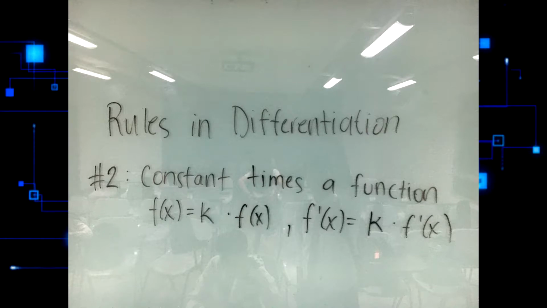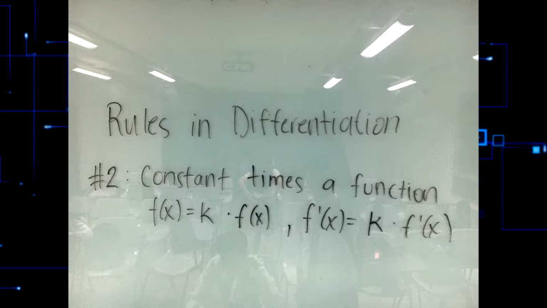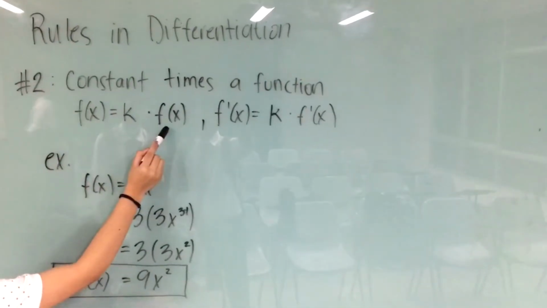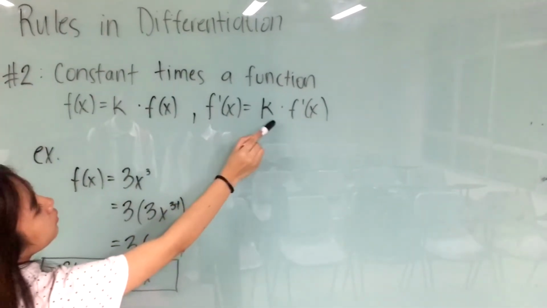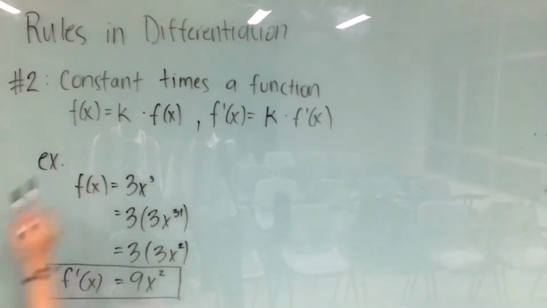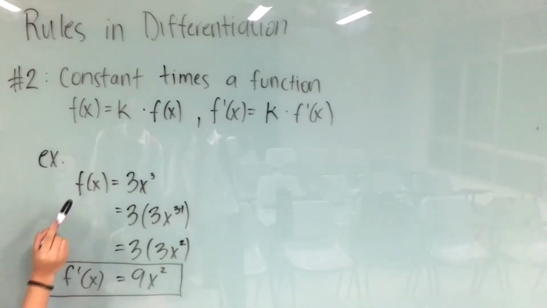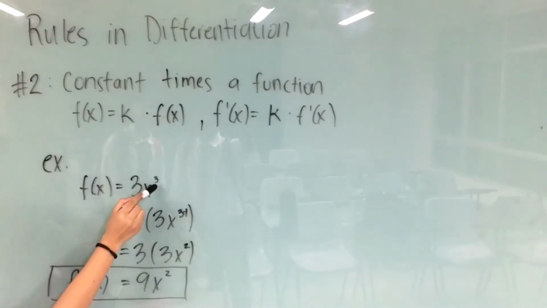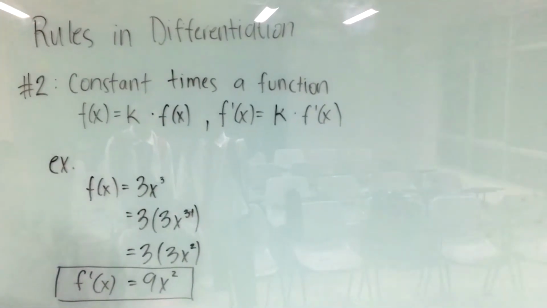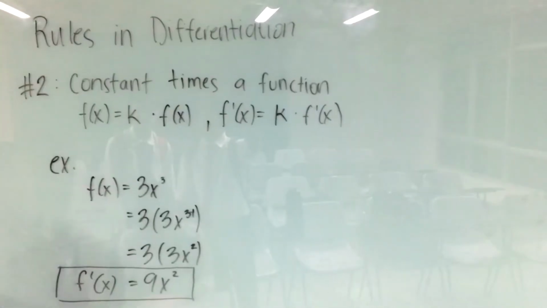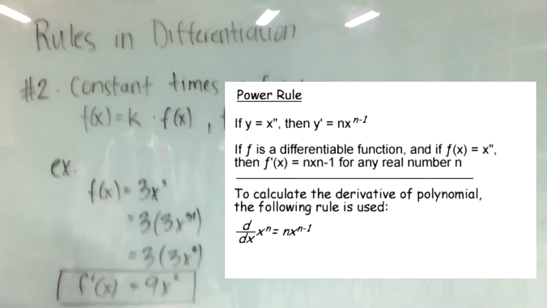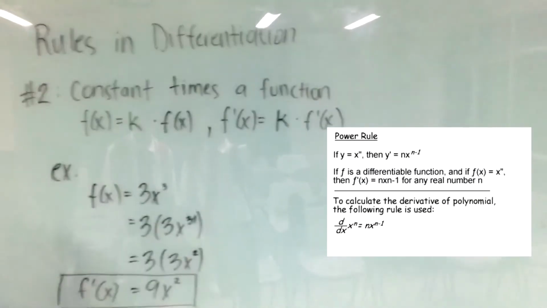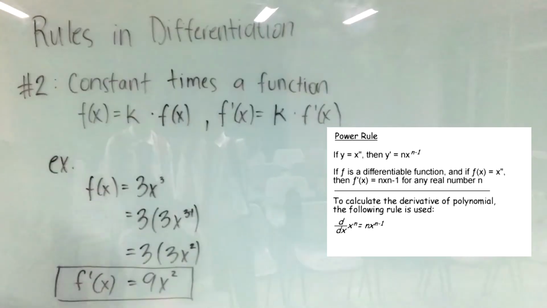Next, we have rule number 2. Constant times a function. If f of x is equal to k times any function, where k is any constant number, then the derivative of f of x is equal to the constant multiplied by the derivative of the function. For example, f of x is equal to 3x cubed. The constant 3 is multiplied by the derivative of the function x cubed, where we should apply the power rule. Then, f prime of x is equal to 9x squared.